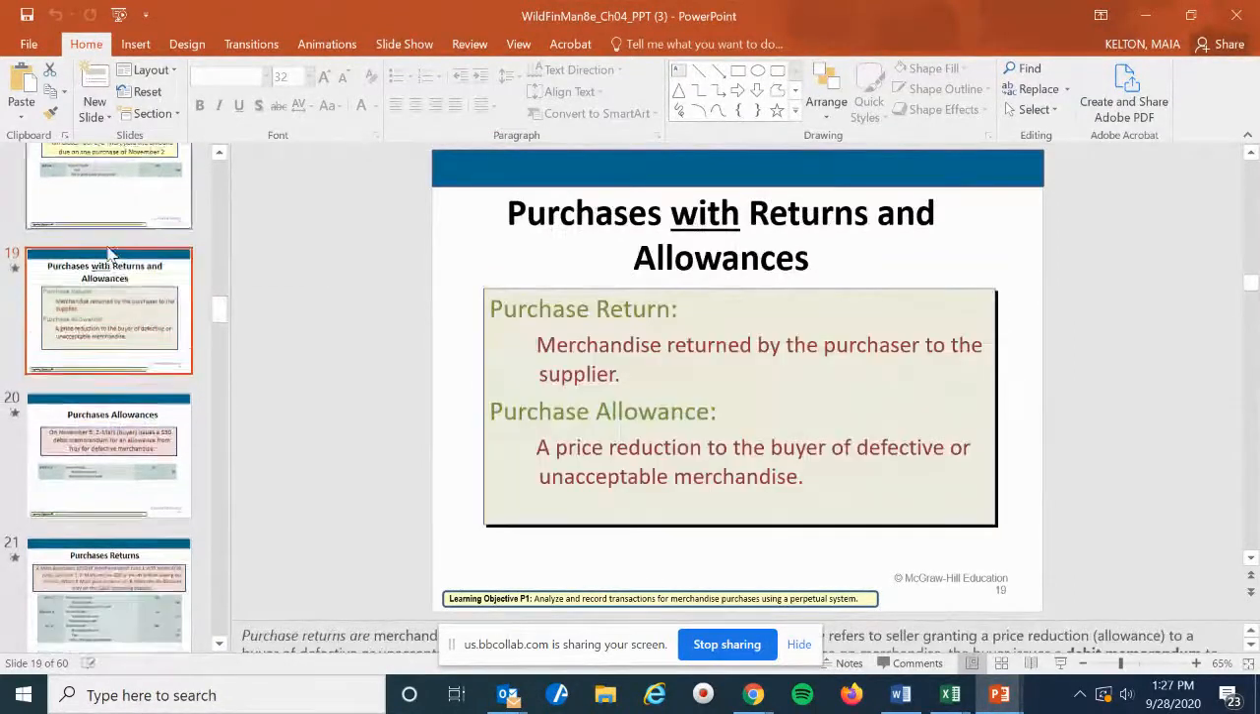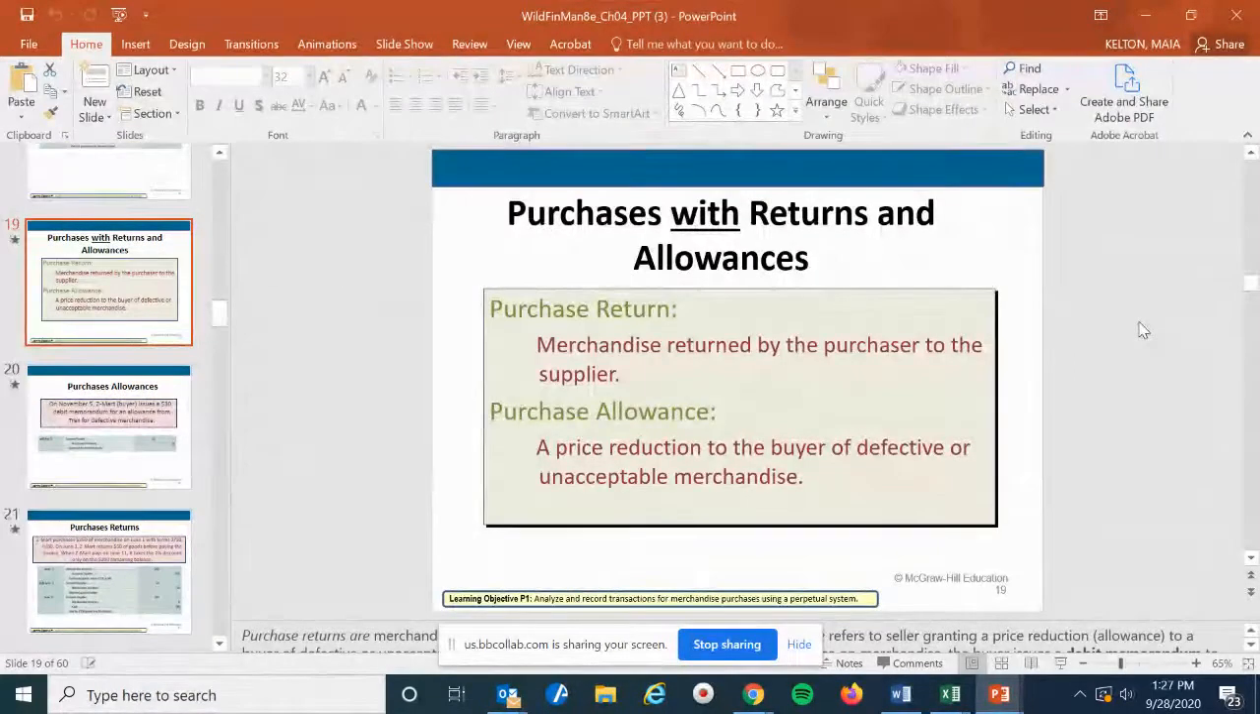So let's see what else decreases the value of inventory. Merchandise returns and merchandise allowances. We call those purchase returns and purchase allowances. These are merchandise transactions that reduce the value of inventory. If the company decides to return goods to the seller of inventory, they obviously have to credit their inventory account. They have to decrease their inventory account. And then if there is a price reduction, that also decreases the value of inventory.